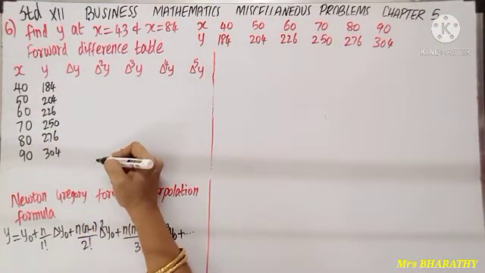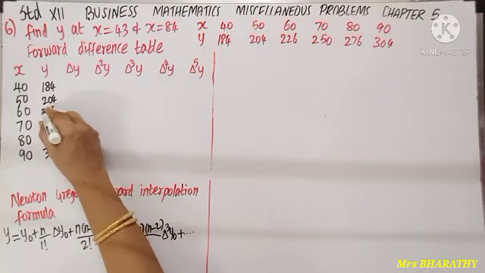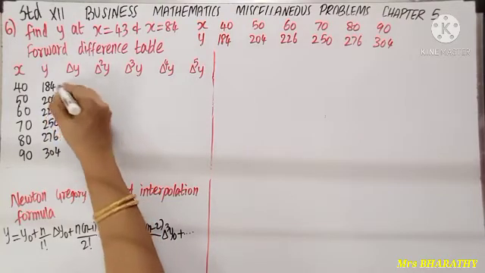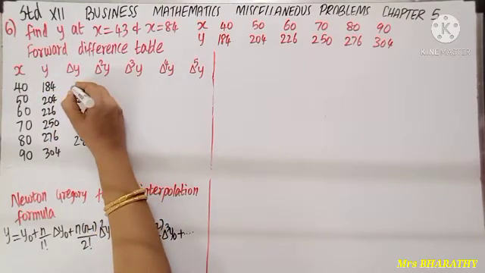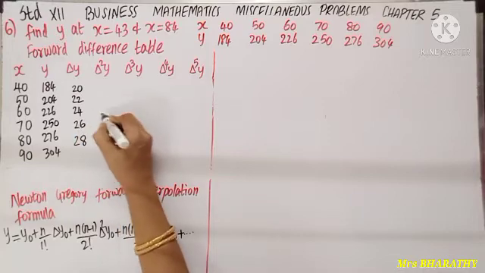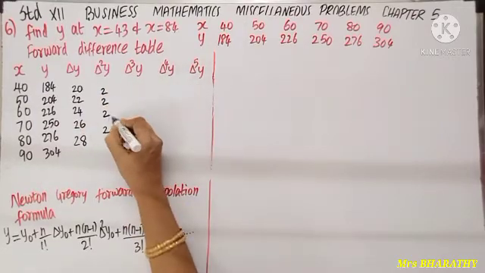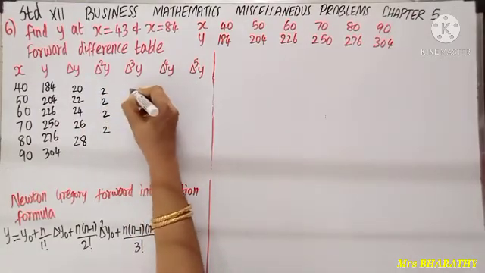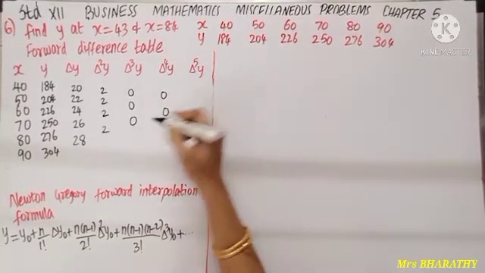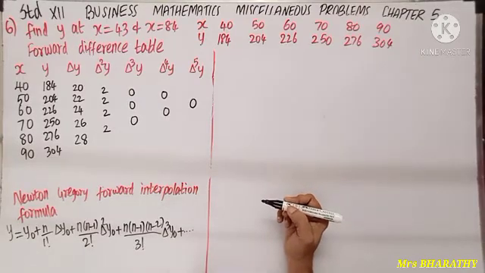304 minus 276. 276 minus 250. 250 minus 226. 226 minus 204. 204 minus 184. Del square y, 28 minus 26. 26 minus 24. 24 minus 22. 22 minus 20. Del cube, 2 minus 2. 2 minus 2. 2 minus 2. Del power 4, 0 minus 0, 0 minus 0. Del power 5, 0 minus 0. Most of the values are 0 for us to calculate easily.